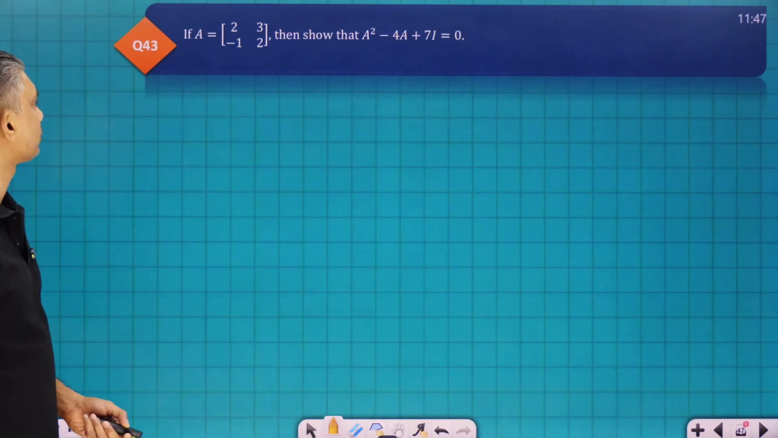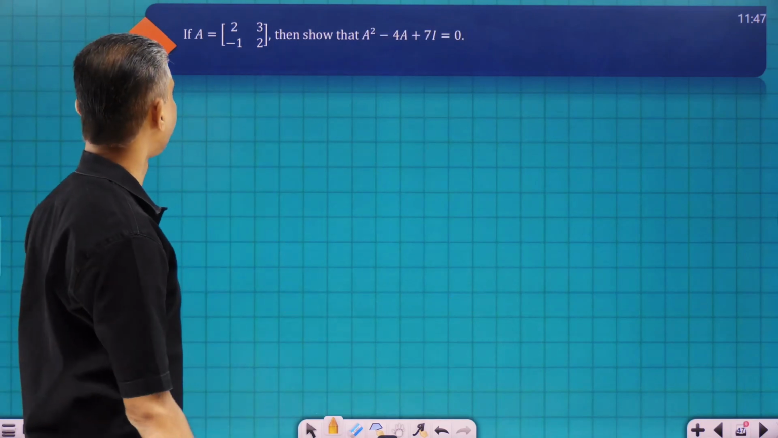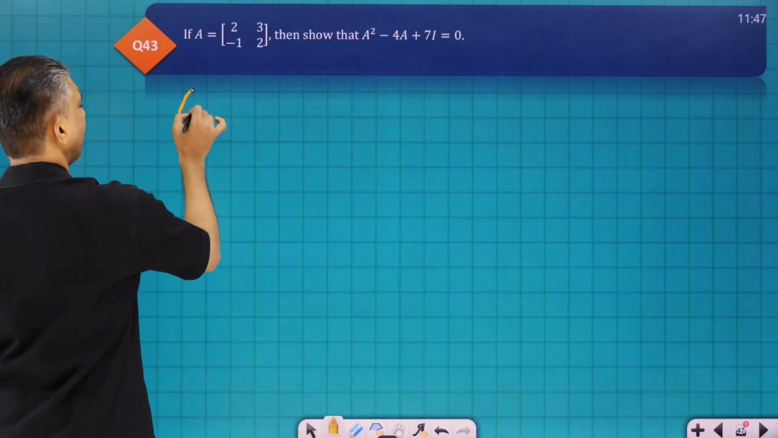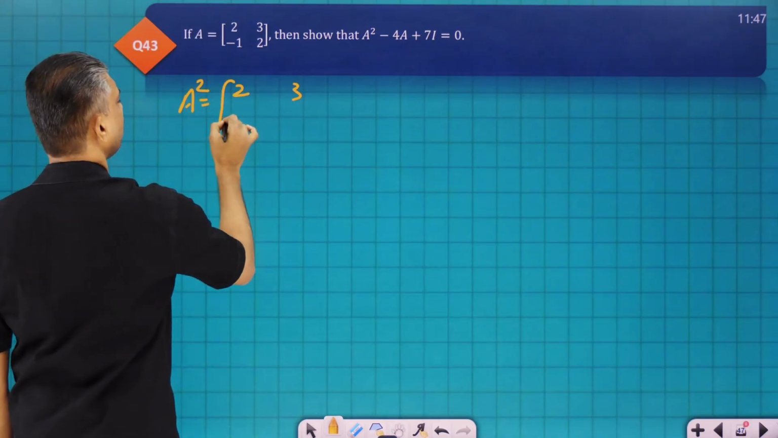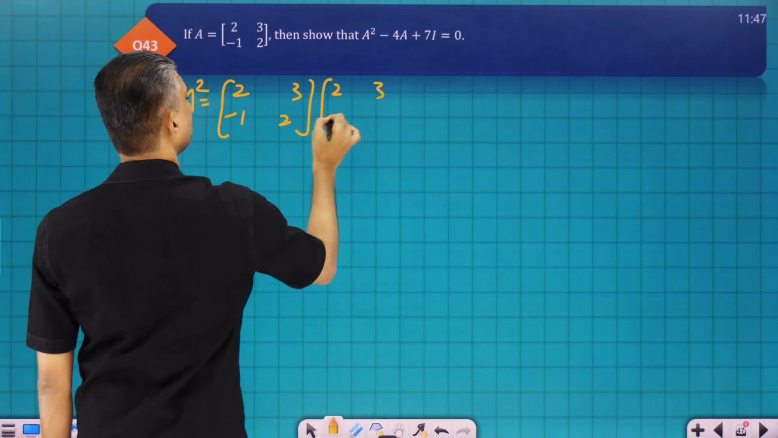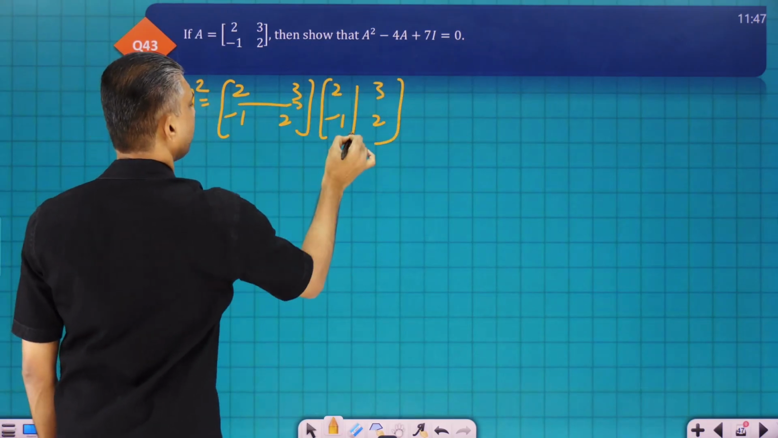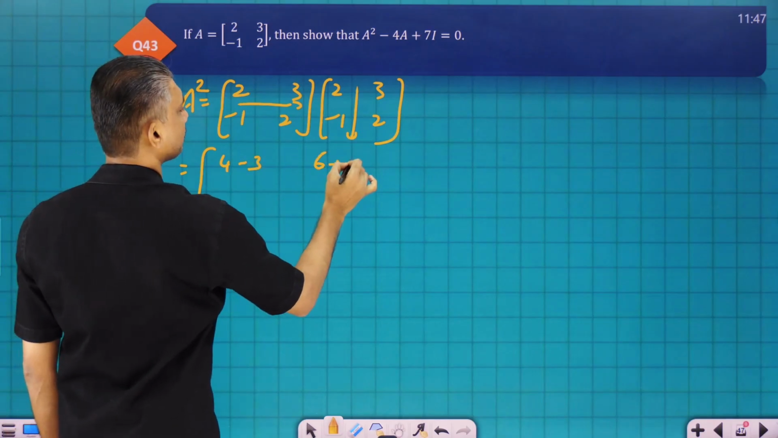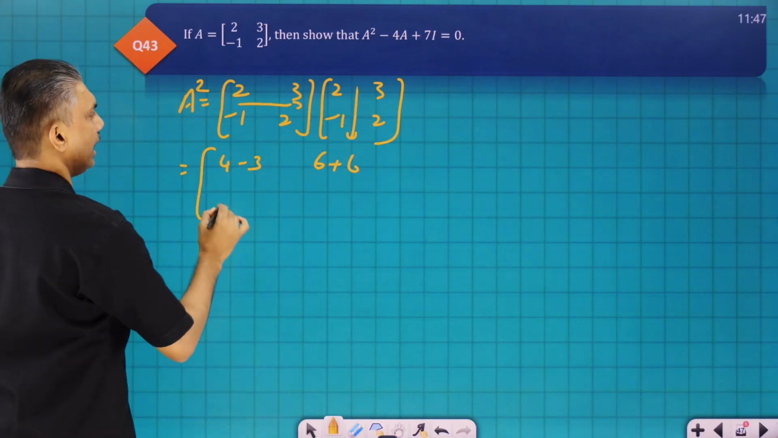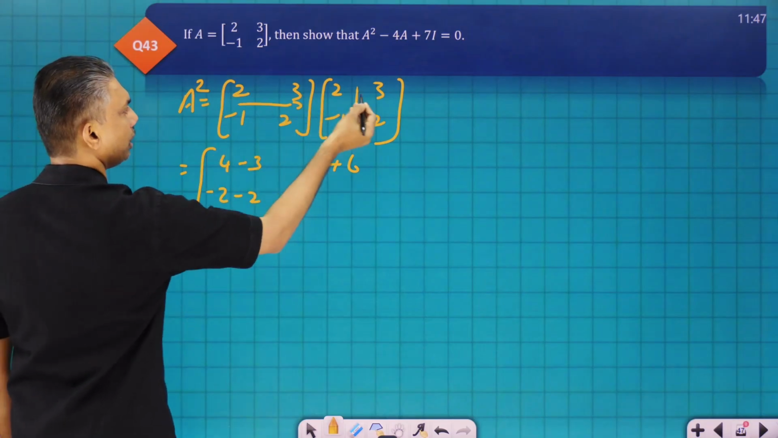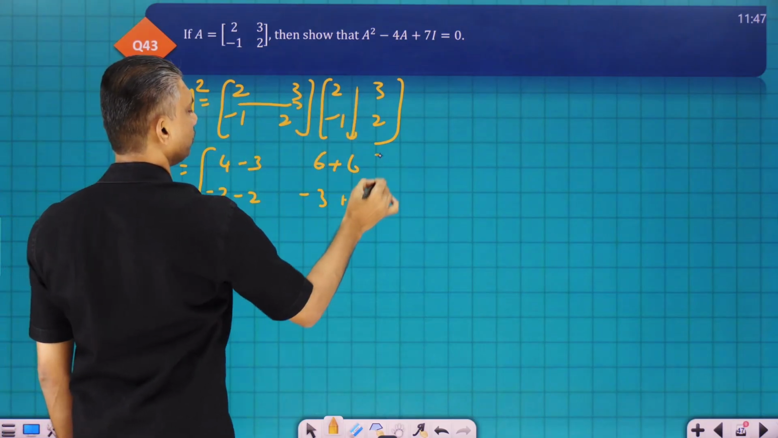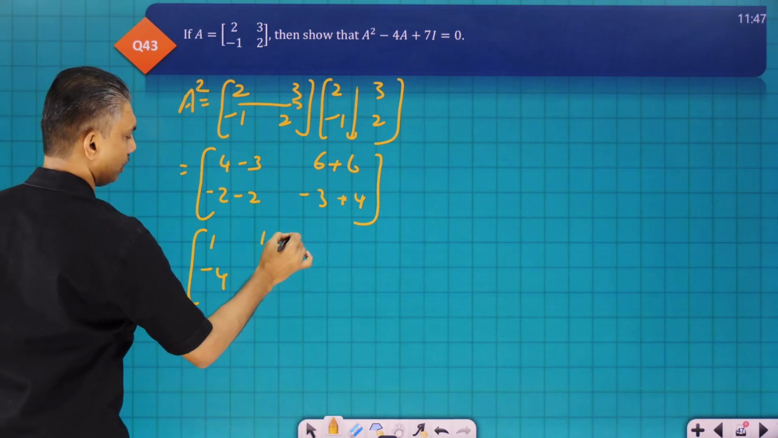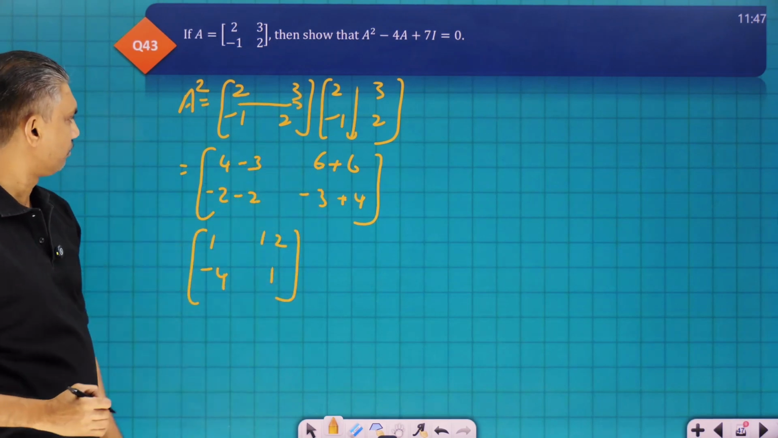Let's go for the third question. If A is equal to this one, it's a very silly question. Everyone may be knowing this one. A square is equal to [2, 3; minus 1, 2] into [2, 3; minus 1, 2]. If you multiply, you will be getting 4 minus 3, 6 plus 6, and minus 2 minus 2, minus 3 plus 4. So you will be getting [1, 12; minus 4, 1].